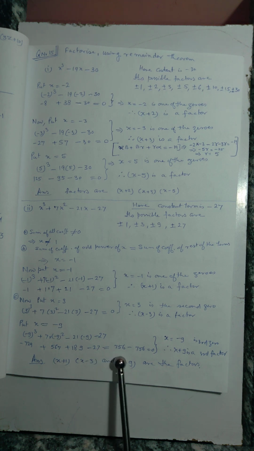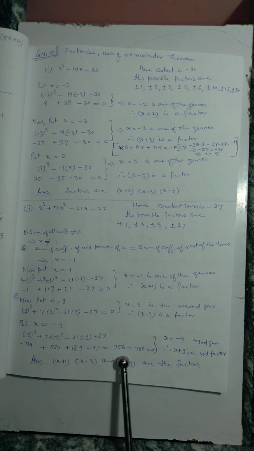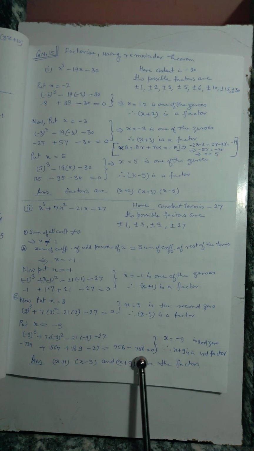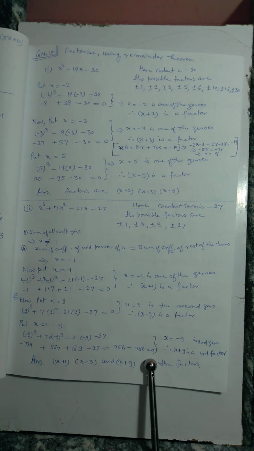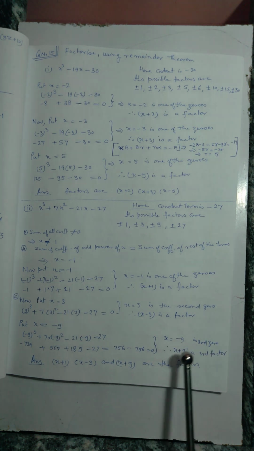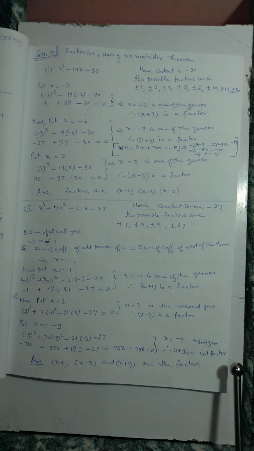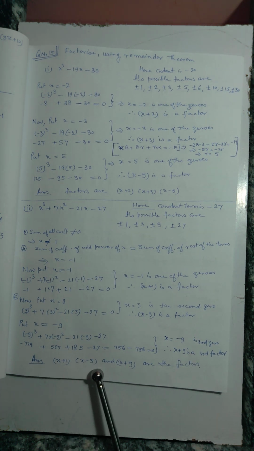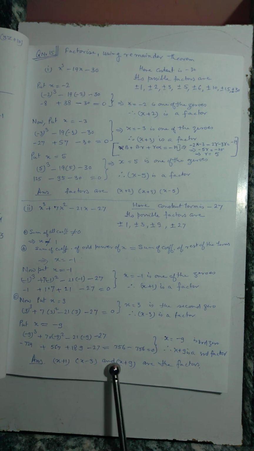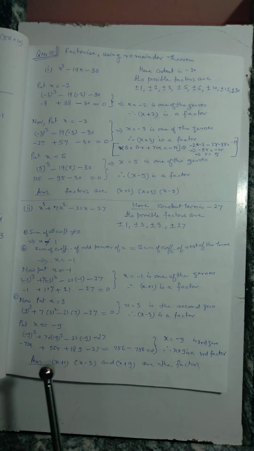Now adding the plus terms, you will get 756, and adding the negative terms, you will get minus 756. So it will be equal to 0. Therefore, x is equal to minus 9 is the third zero. Hence, x plus 9 is a third factor. So x plus 1, x minus 3 and x plus 9 are the factors of this given polynomial.